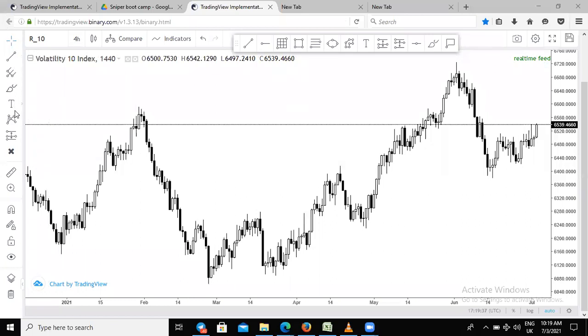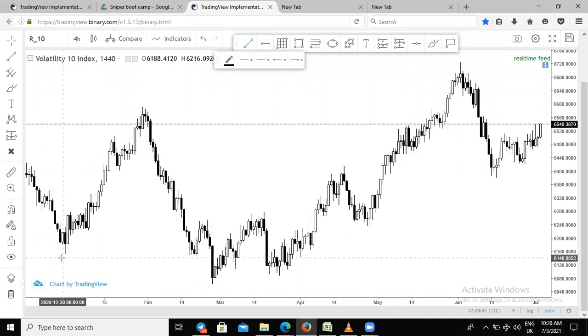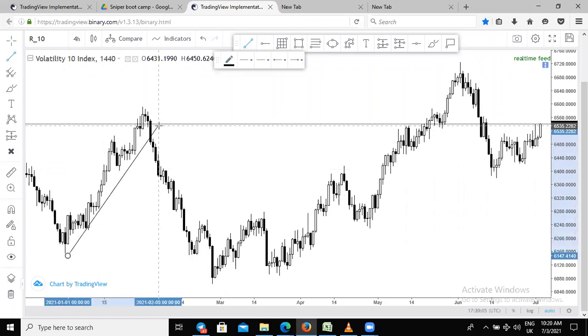As you can see on this left hand side, this is where the tools are. One thing I always do is that the tools I use majorly are these ones here. This is for my trend line. If I want to draw a trend line, I can always pick it from this swing low to this swing high. Are we seeing how it looks?